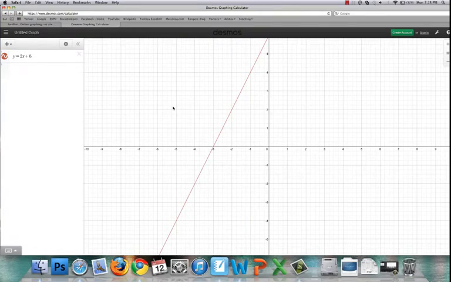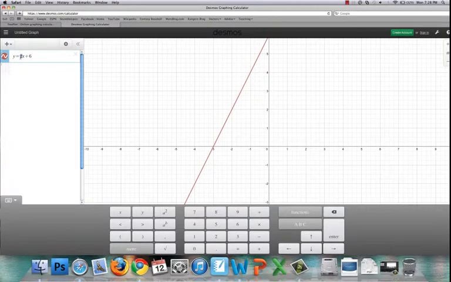Perpendicular lines, on the other hand, meet to form right angles. So we have the linear equation y equals 2x plus 6. If we want a line perpendicular to that, we need to take this slope and find the negative reciprocal of it. So the negative reciprocal of 2 is negative 1/2.